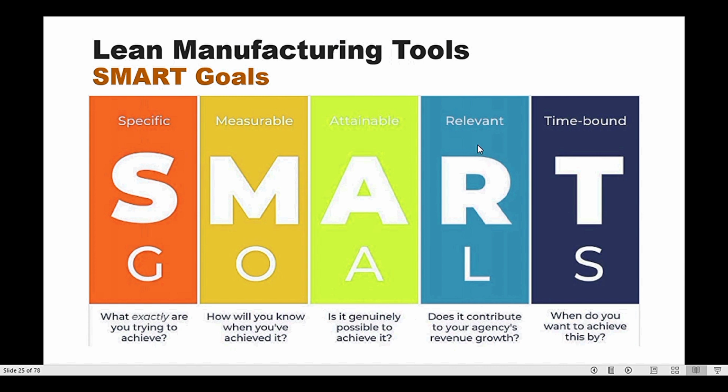Fourth is relevant. Does it contribute to your agency's revenue growth? Does it have effectiveness, or who will achieve it? It is very important. Time bound: when do you want to achieve this, and how will you achieve this?